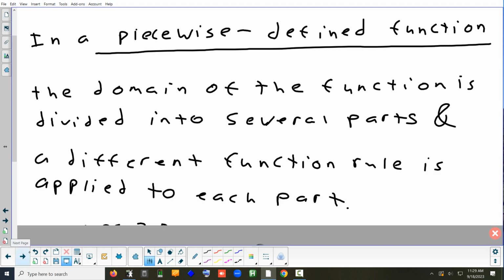And there's a different formula for each part. Maybe the formula for the child part is like y equals 15x, where x is the number of child tickets you're buying or something, right? And then maybe the formula for the adult part is y equals 20x, where x is the number of adult tickets. So it's just 2 different prices depending on your age.